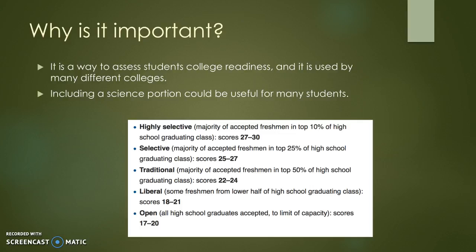And then I thought this was interesting. This is like the little picture of an average of the scores that colleges accept, because it's different among different colleges. So this is just like an average. So you see there the highly selective, those are scores 27 to 30 or higher. Selective 25 to 27, and so on. So that's an idea of what kind of scores colleges want to see.